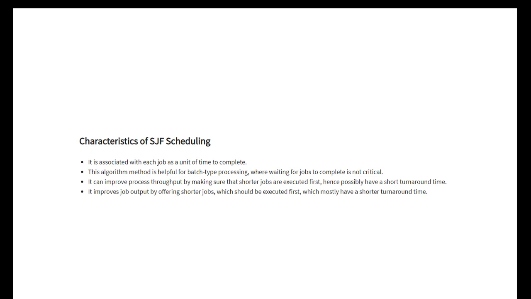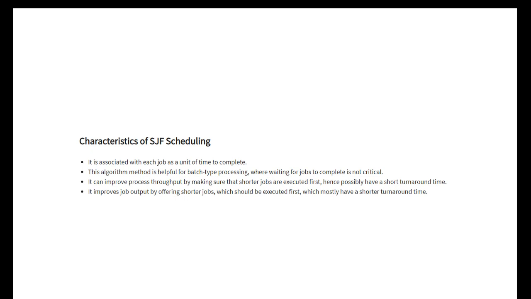For the batch system, for long-term scheduling, a burst time estimate can be obtained from the job description. For short-term scheduling, we need to predict the value of the next burst time, probably optimal with regard to average turnaround time.